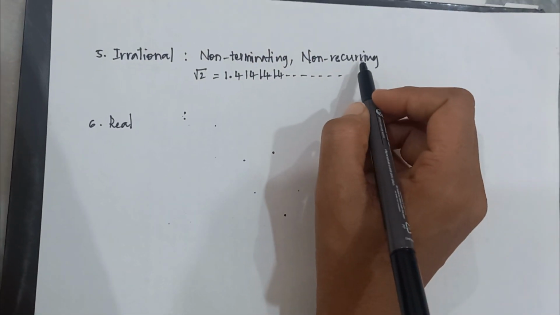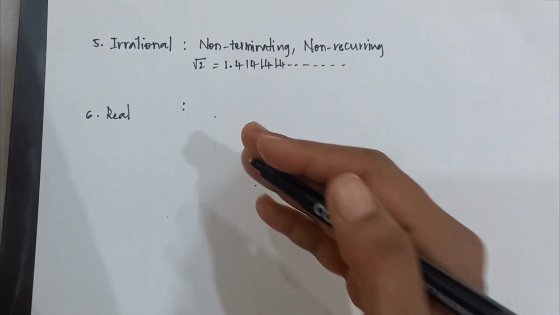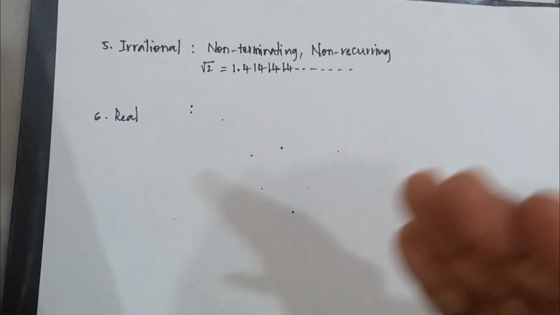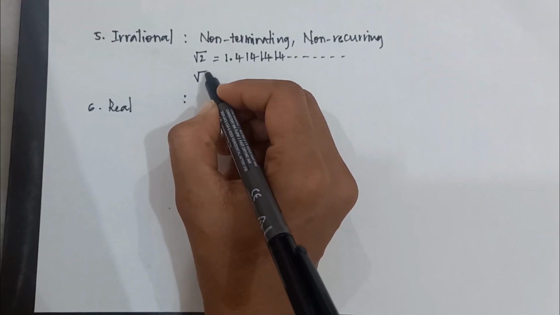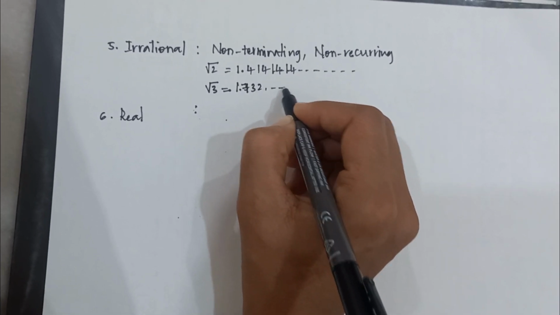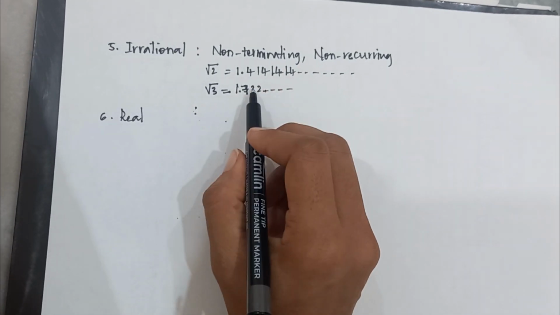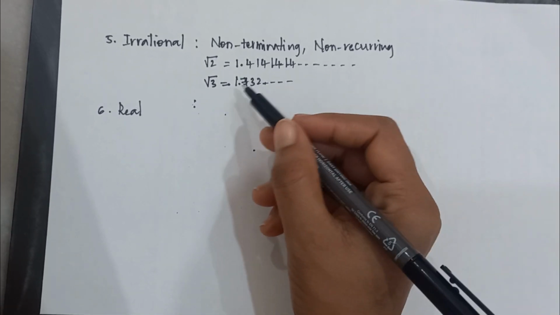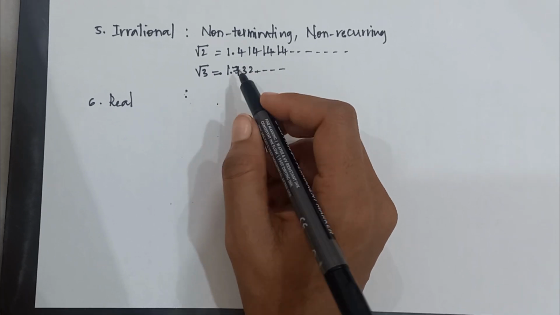Non-recurring means it will not repeat. On every division you get a different number, so that's why those numbers are called irrational numbers. For example, if you take under root 3, you will get 1.732 like that. It's not repeating, so it is non-recurring; you are not getting the number that you got before, you're getting a different number. So it's non-recurring and non-terminating. That's why they are called irrational numbers.